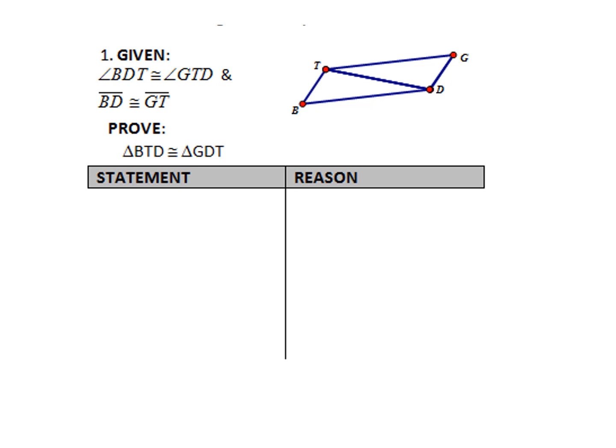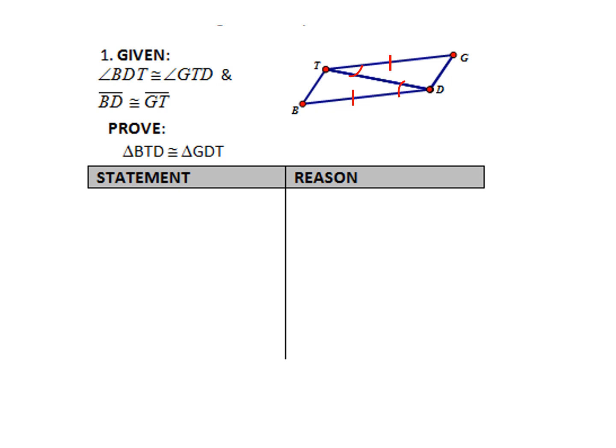You also want to make sure you're labeling your picture as you go. So as a strategy, I would first start by labeling angle BDT congruent to angle GTD. And I do that by making arcs, just as you see in the picture there. Then I would mark side BD congruent to side GT. And I'm always aiming to go for one of those congruence criteria. My goal is to prove these triangles congruent. So I'm looking for it.